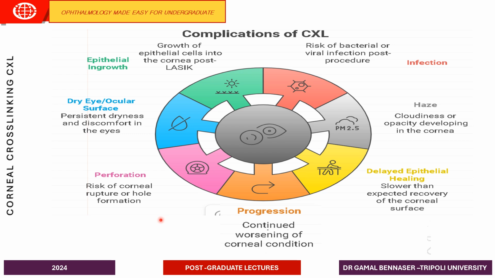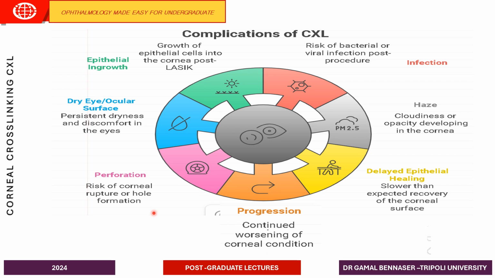You know, in the Dresden protocol, we place a bandage contact lens, and if this lens is very flat, it will hinder or prevent the healing or the growth of the epithelium. So it is advised to place a slightly steeper bandage contact lens, so that this will create a gap between the contact lens and the epithelium, which will allow for proper epithelialization of the cornea.